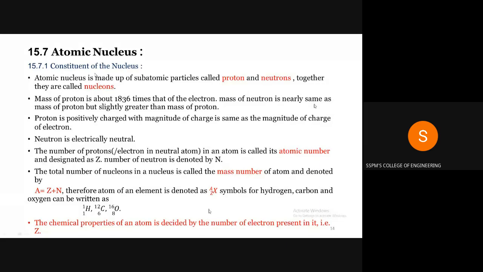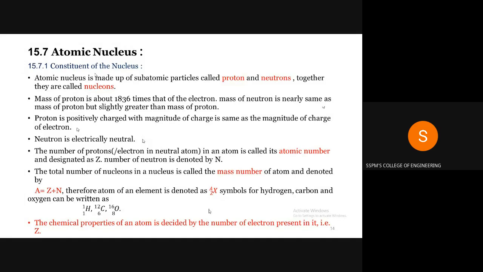Mass of neutron is near the same as mass of proton, but slightly greater than mass of proton. Proton is positively charged with magnitude of charge same as magnitude of charge of an electron. What about mass? Mass of proton is 1836 times that of electron. Neutron is electrically neutral. Proton is positively charged, electron is negatively charged.